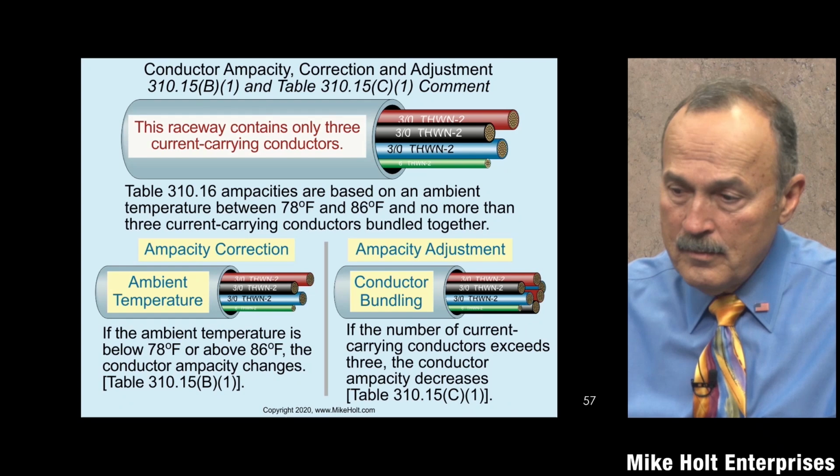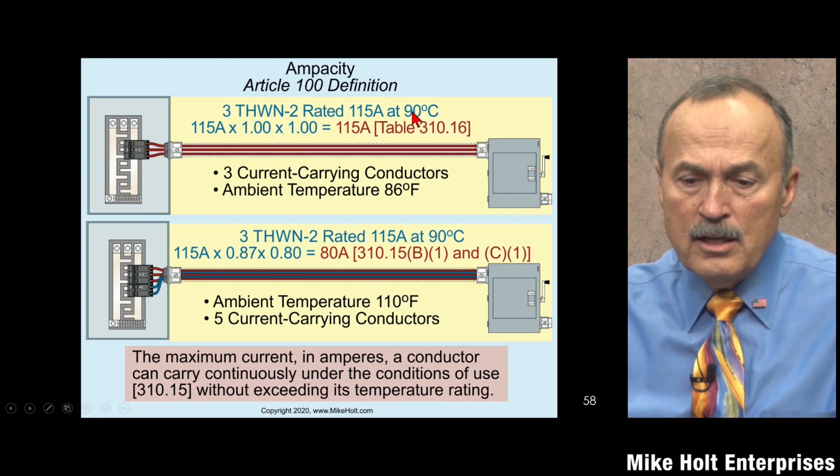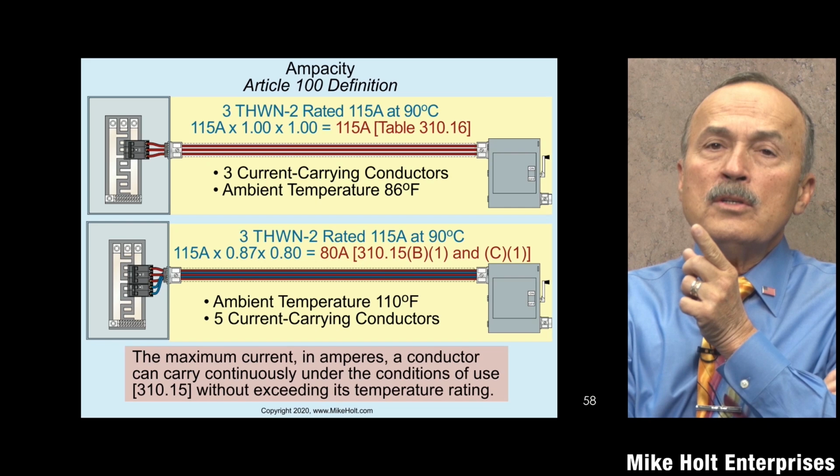So now let's look at ampacity. 3-gauge wire, if you go to the 90 degrees C column, and everything is the 90 degrees C column. So Mario, how do we make a, I know what we do. We go into table 310.16.